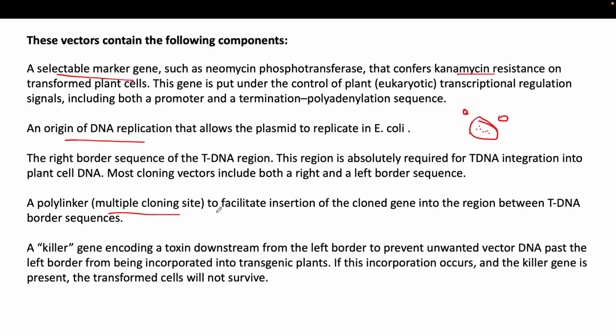I forgot to mention, a very important thing is that the virulence gene is also responsible when you are using this plasmid as a vector system, because the virulence gene has the capacity to transfer this T-DNA region from one cell to another cell. So apart from all these things, you also have to use the virulence genes.